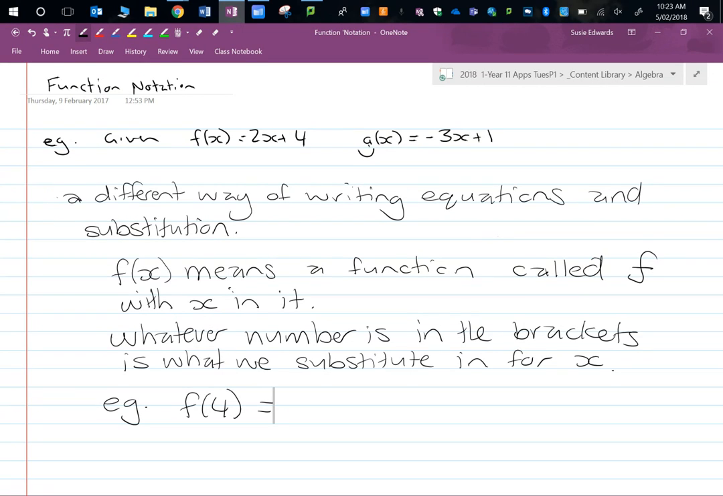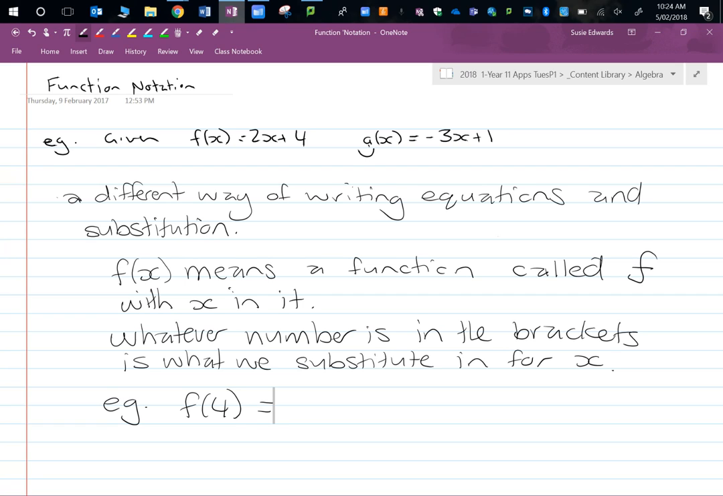Okay, so if we look at this, function notation is a different way of us doing exactly the same thing as what we've already learned. So you're not learning a new skill, you're just learning a new way of reading something, okay? We're still doing substitution. So if you look at this f of x equals 2x plus 4, what do you usually see at the start of an equation instead of f of x? Y. Okay, so you'd usually see that as y equals 2x plus 4.